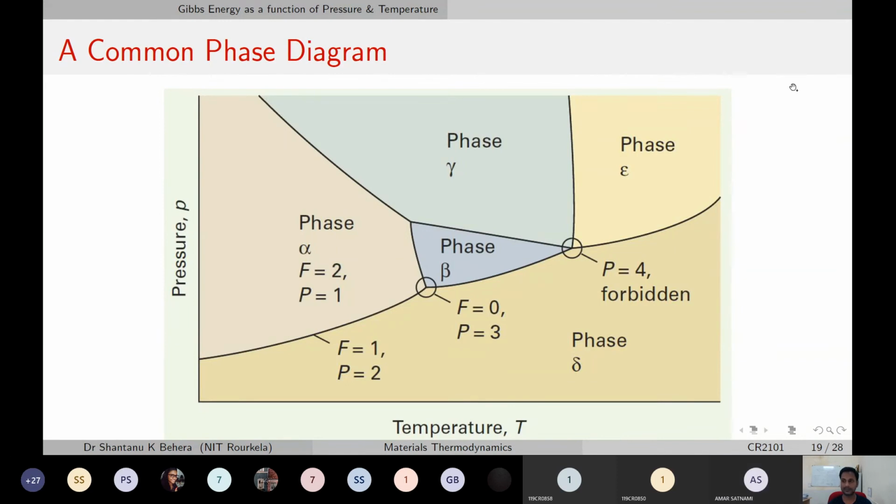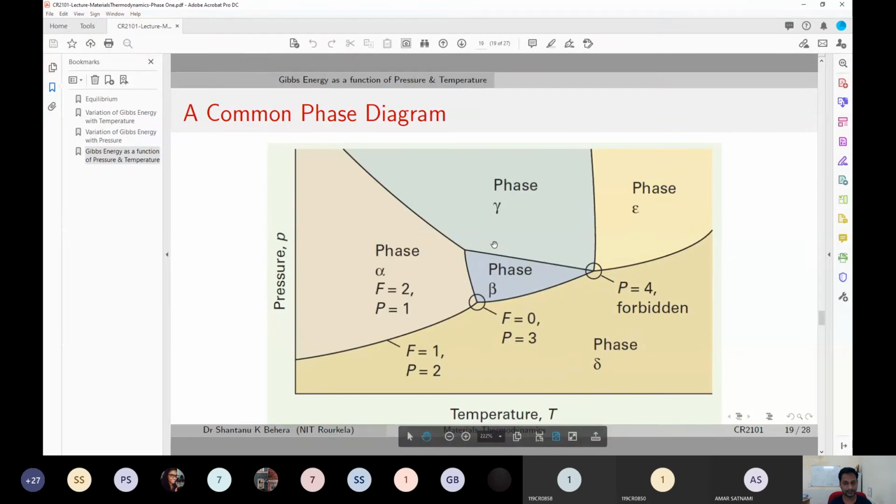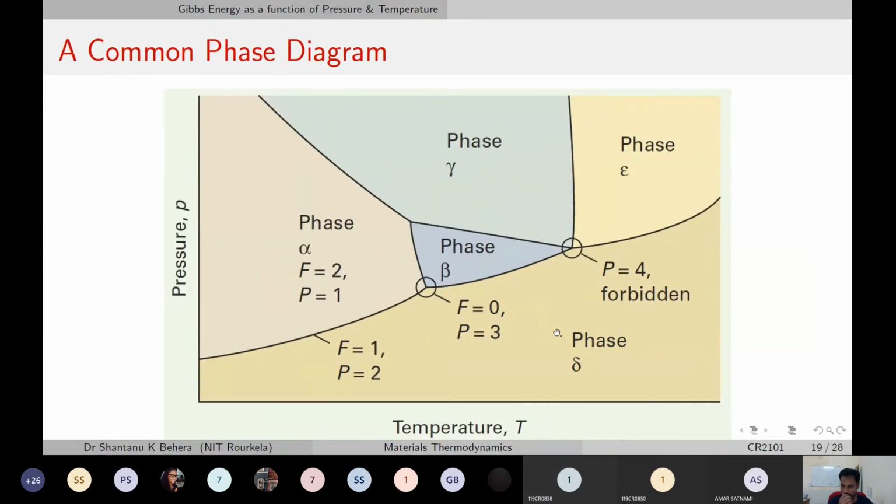Any other questions? Can you just again explain that if F is equal to 0, what does that mean? What does it signify? F is equal to 0 means, when we say F is equal to 0, you have a temperature and pressure where you are able to have equilibrium between three phases.